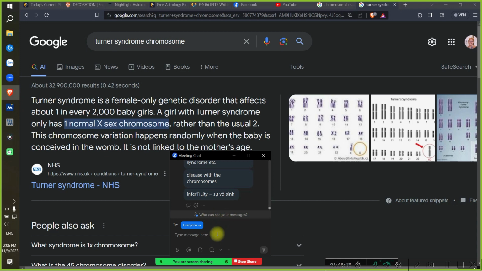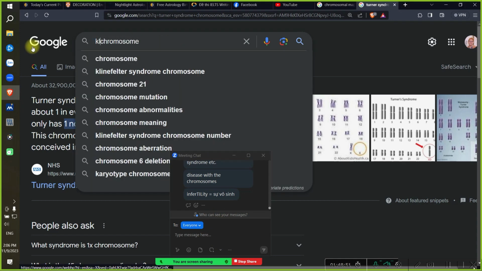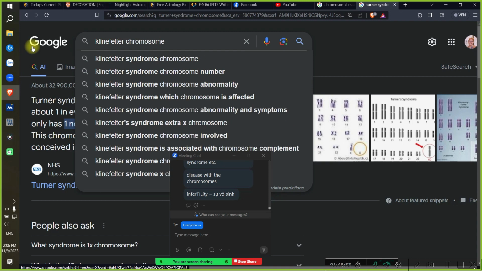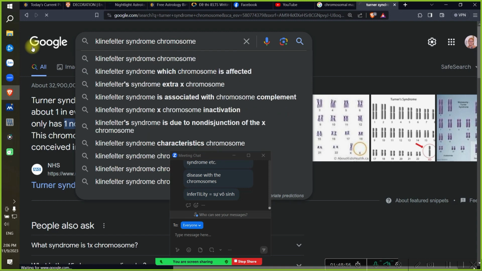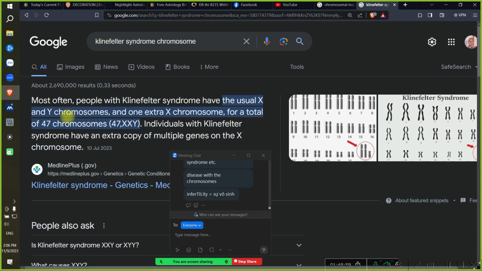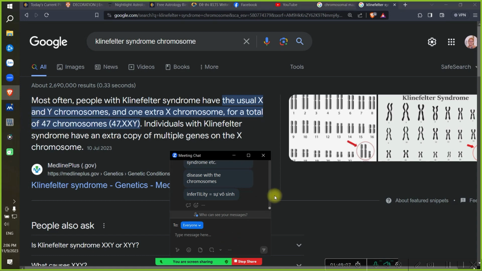You should search for these things as well, like Klinefelter syndrome. There's an abnormal sex chromosome problem. You have XXY, so one extra X chromosome, so you have totally 47 chromosomes. Instead of XY like a normal male, it has XXY.